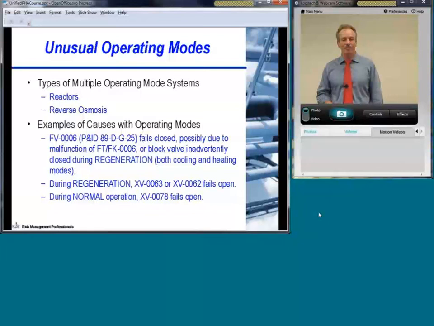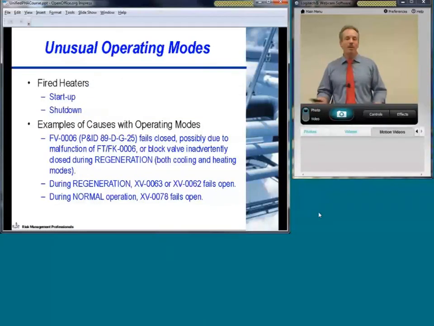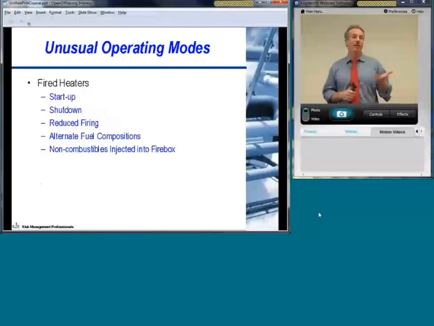Other things that are very operating mode dependent are fired heaters. A good percentage of accidents at facilities like process facilities that use fired heaters are associated with that, whether it be startup, shutdown, reduced firing conditions, load changes, or alternate fuel compositions. Sometimes they'll switch from oil to natural gas to refinery fuel gas. All those things tend to be potentially problematic. The system's being reconfigured, and you have to be really careful about the operating modes that you're looking at.